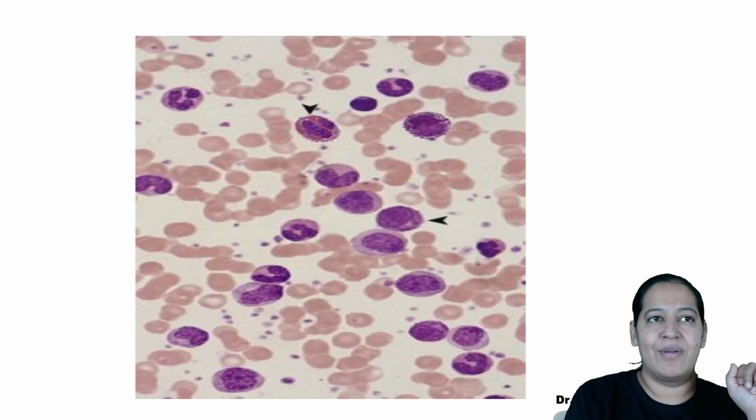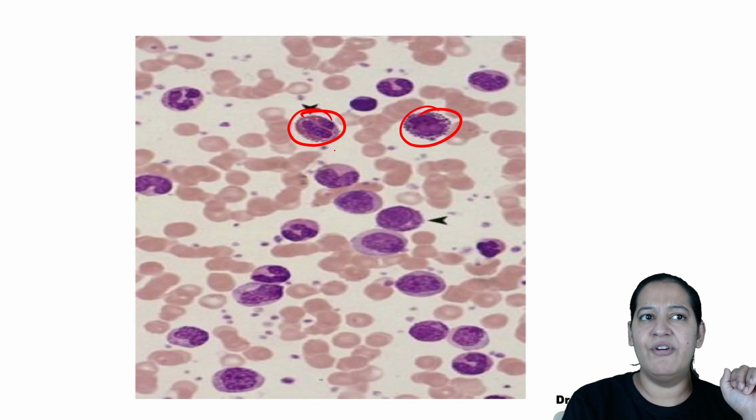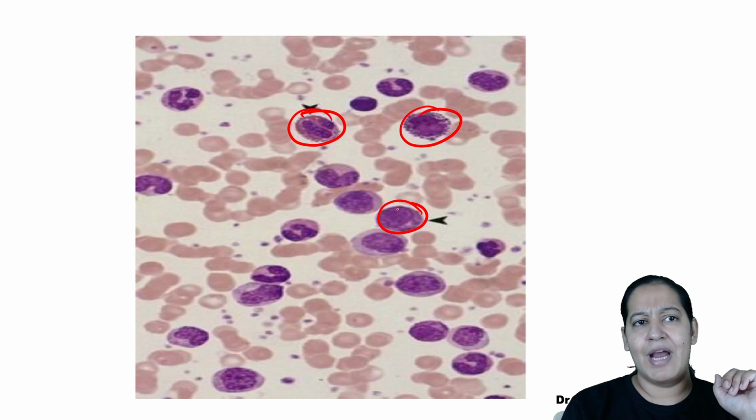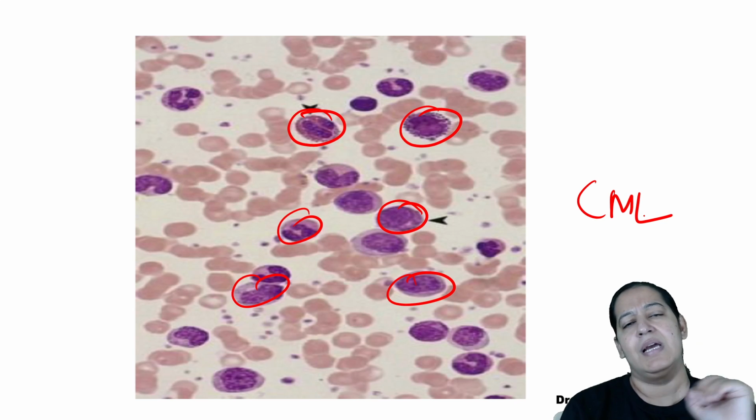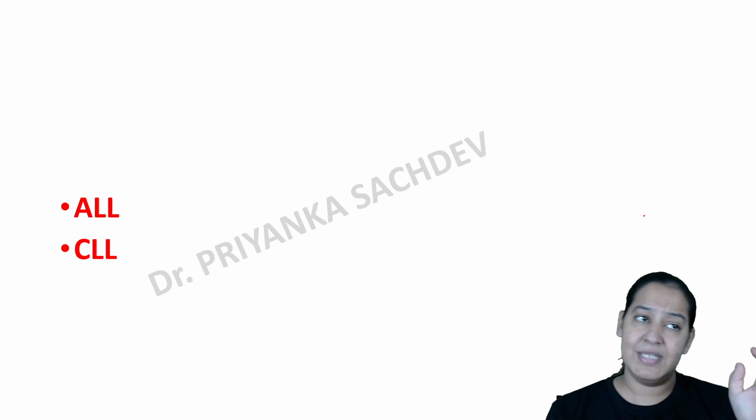See the second image. You can find an eosinophil. You can find a basophil. You can find the complete range. It is myeloblast, promyelocyte, myelocyte, metamyelocyte. So it is CML. Now see lymphoid leukemias.